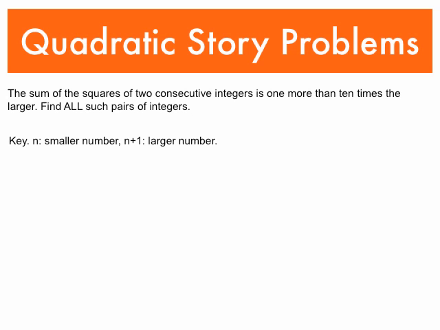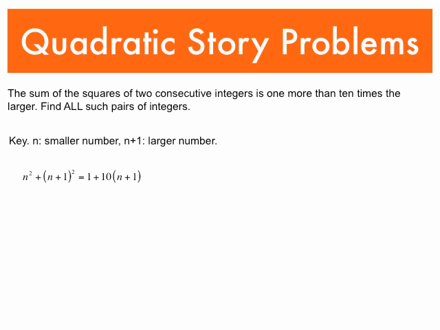Remember, for consecutive integers, I'll have n and n plus 1. The sum of the squares: so I'm going to take n squared plus n plus 1 squared. "Is" tells me equals. "1 more than" means I'm adding on 1, 10 times the larger. There's 10 times the larger number, which is n plus 1.